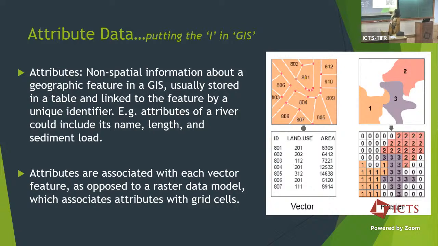Say you're interested in polygon 804, right? So in a GIS, you can actually go in and highlight that using your cursor. And then if you open the attribute table, it will highlight the associated row with that feature.